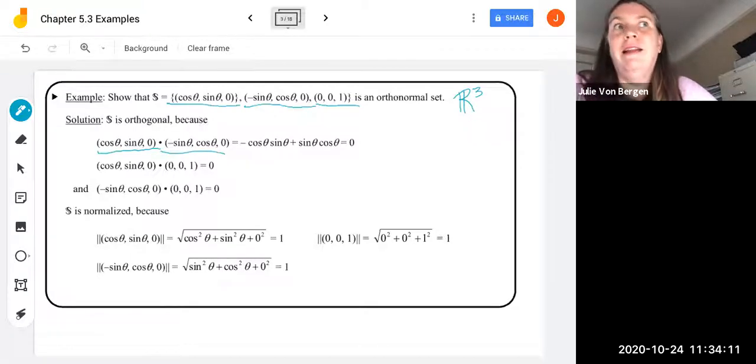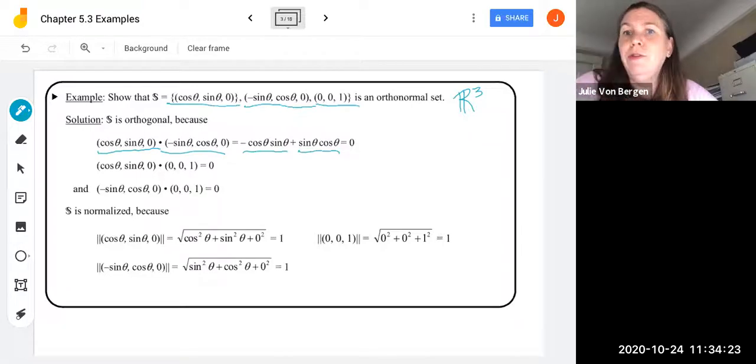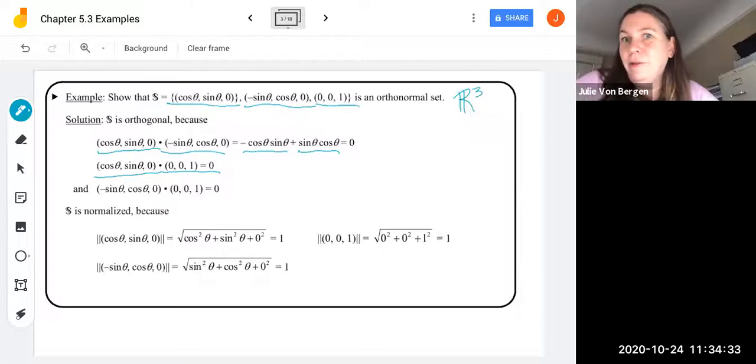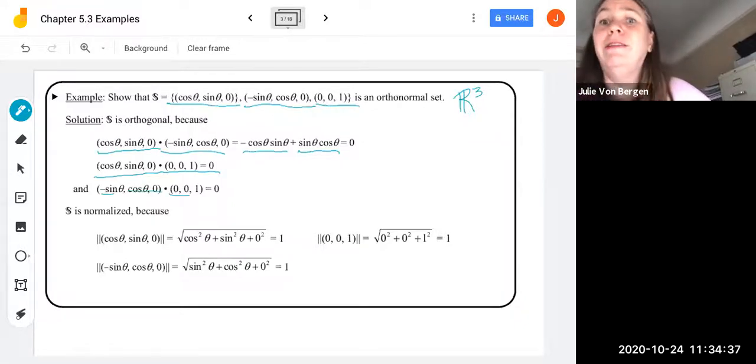So it's going to give us 0 for the last part of the dot product, and the first parts are going to be negative cosine theta, sine theta, and then the second part is going to be a positive sine theta, cos theta. So those cancel out and we get a 0. Then if you do cos theta, sine theta, 0 dotted with 0, 0, 1, of course you're going to get a 0 there because you've got zeros in the respective places. And then similarly, if you do negative sine theta, cos theta, 0 dotted with 0, 0, 1, you get 0 also.